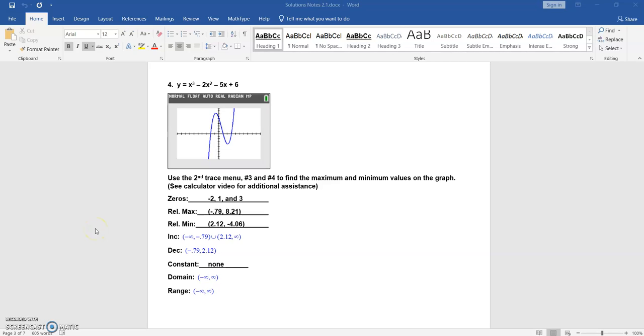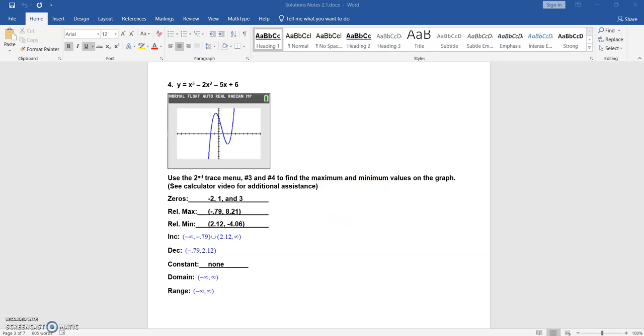Hi there, so I'm looking at your section 2.1 notes, and I'm specifically looking at number 4 here, where you were identifying in these particular examples your zeros, your relative maxes and mins, intervals for increasing and decreasing. In case you're not familiar with the calculator feature, using the second trace menu to find your maximum and minimum values, I thought I'd go through that process with you here in this quick video.